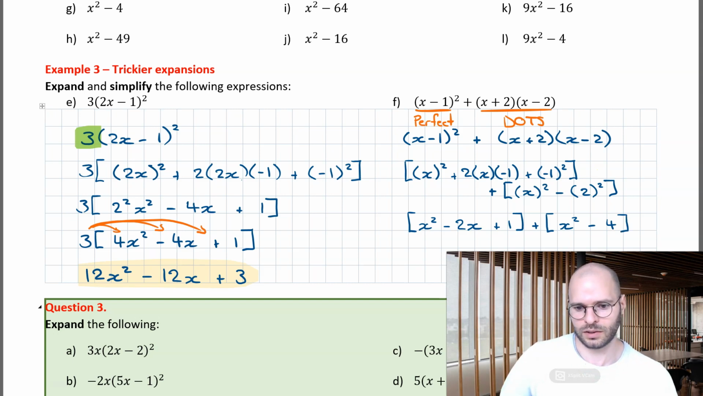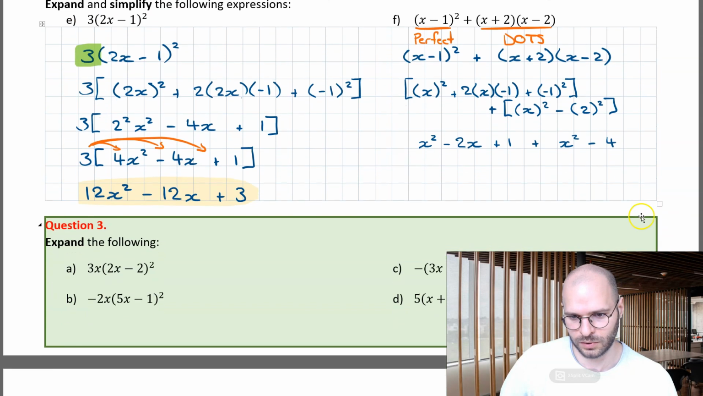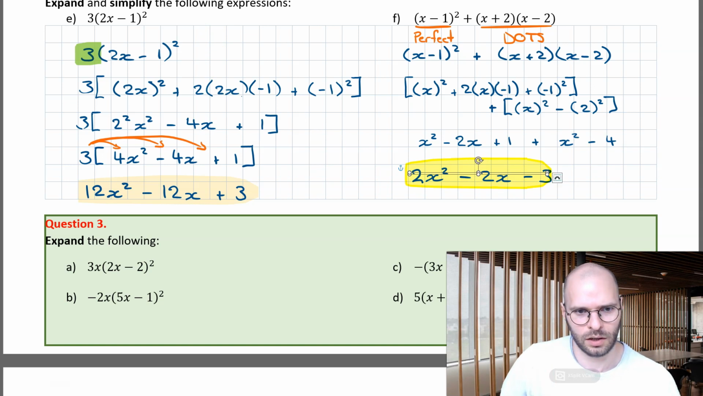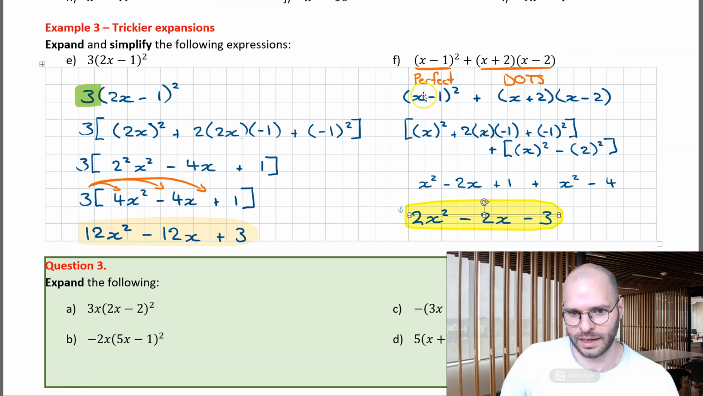Okay, and it's at this point we don't actually need these brackets anymore, so we can say bye-bye to the brackets. And then we can collect our like terms. So looking at this, we have 2x squared, so 1, 2, so that will be 2x squared. We have just one linear term, so minus 2x. And then we've got two constants, plus 1, take 4. So 1 take 4 is minus 3. Demonstrating how we can expand multiple brackets using the shorthand versions of perfect and difference of two squares.